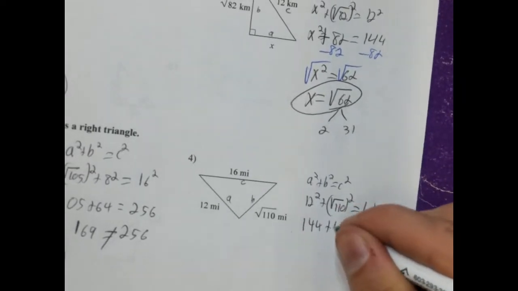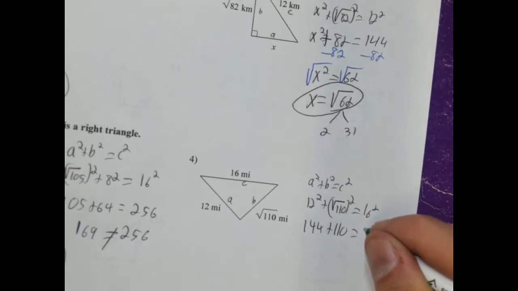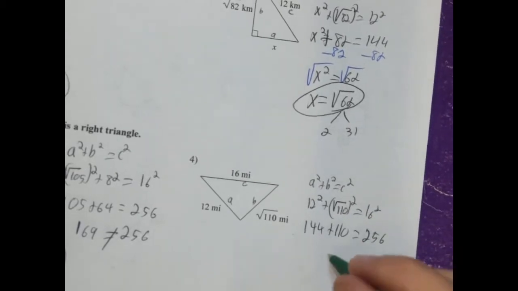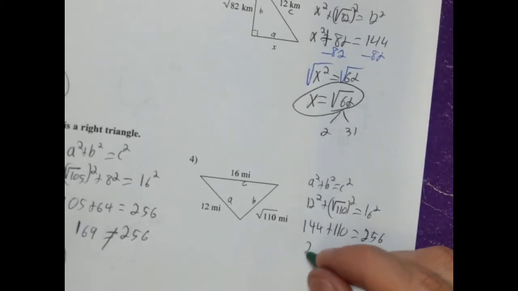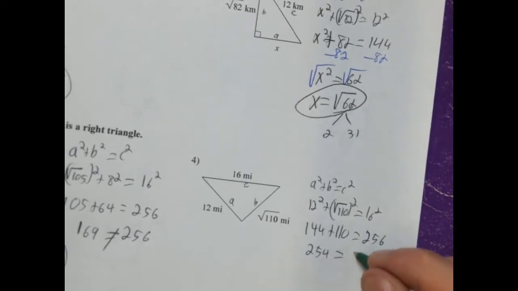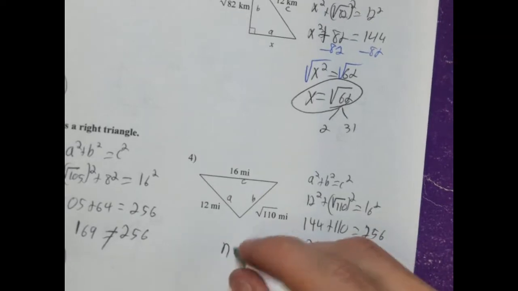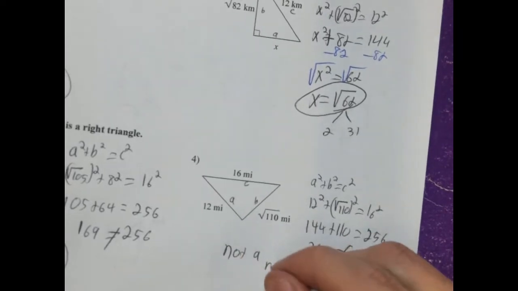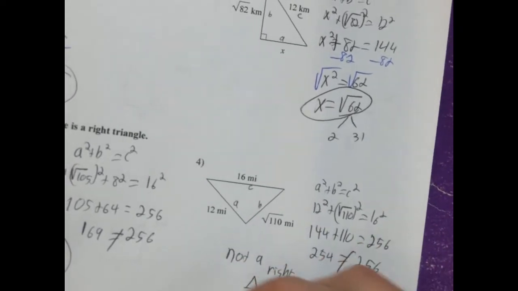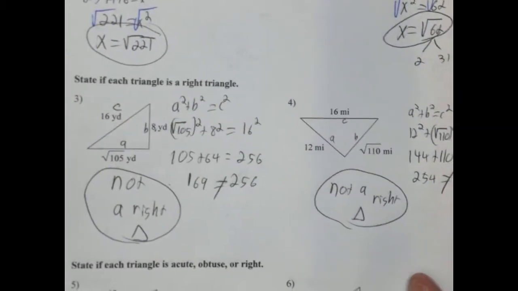144 plus 110 equals 256? This is going to be 254, I think. Yep. And it's not 256, so again, this is not a right triangle. Oh, this is much closer. Right triangle. Okay.